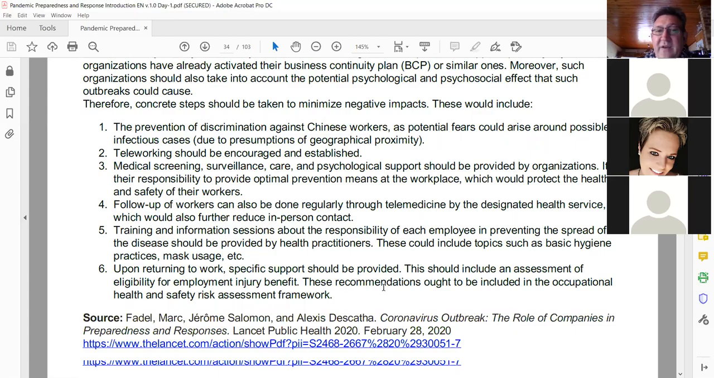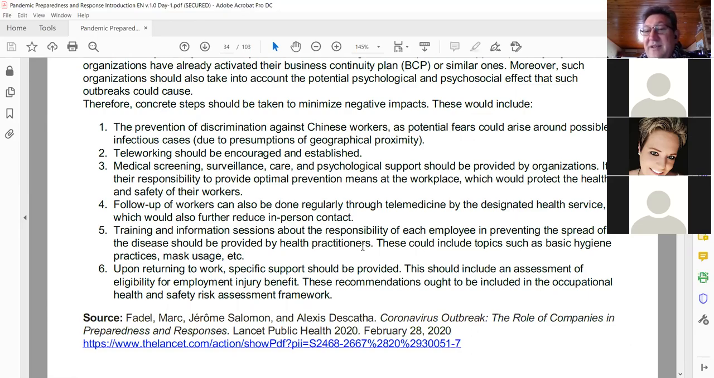Therefore, if you look at the concrete steps that should be taken to minimize negative impacts, the first is the prevention of discrimination against Chinese workers, as potential fears could arise around possible infectious cases. Secondly, teleworking should be encouraged and established.